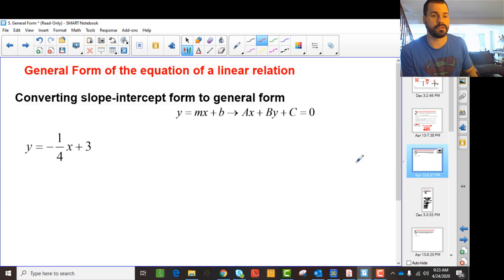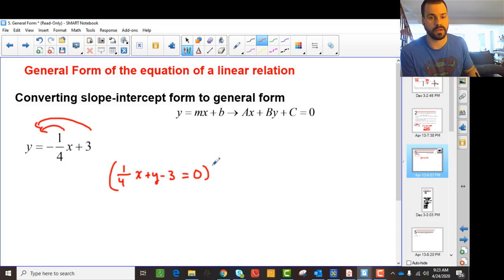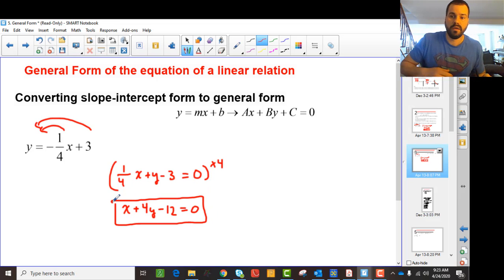If you look at another example, same idea here. We're going to bring these over, so I get 1/4 x + y minus 3 = 0. And then there is a fraction. I want to get rid of that fraction, so I multiply everything by 4. That gives me x + 4y minus 12 = 0. And that is my equation.